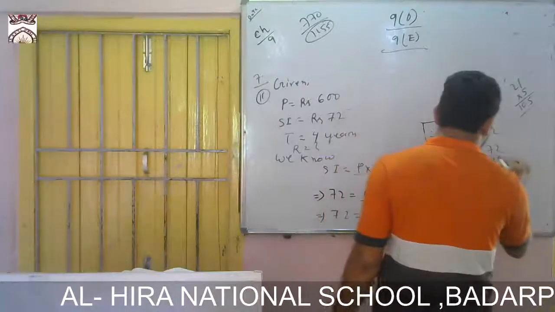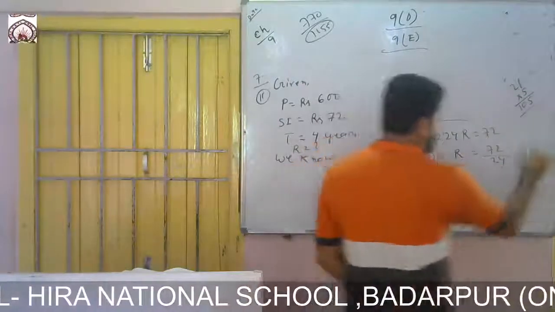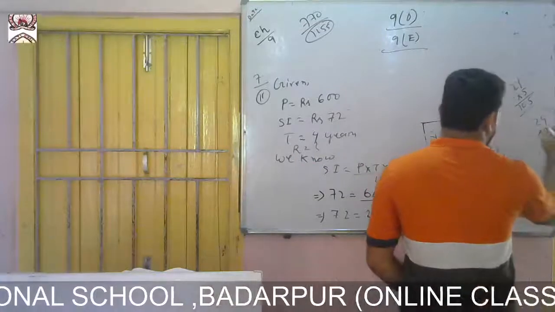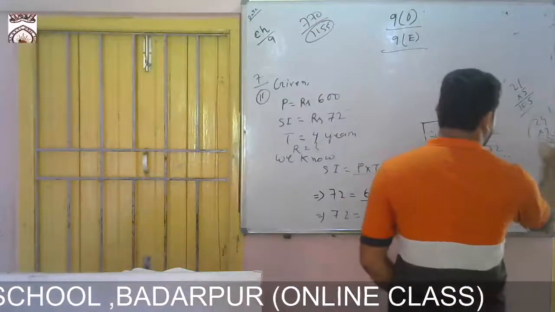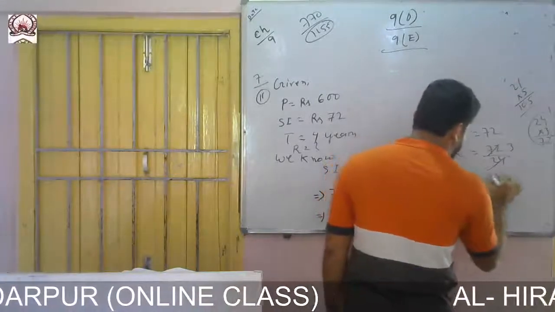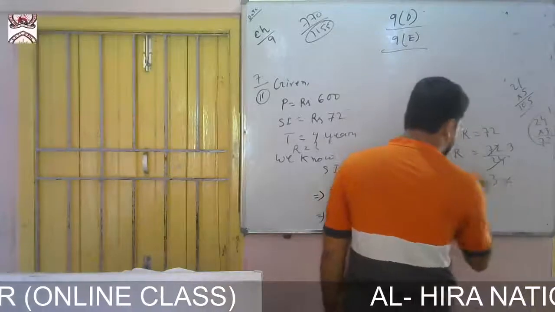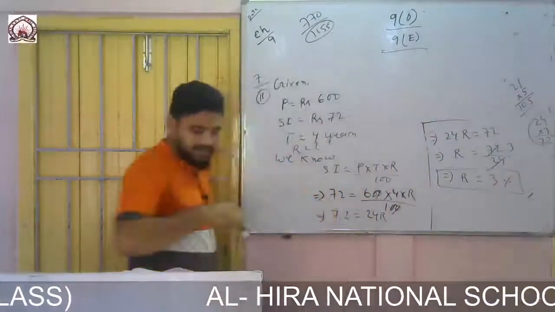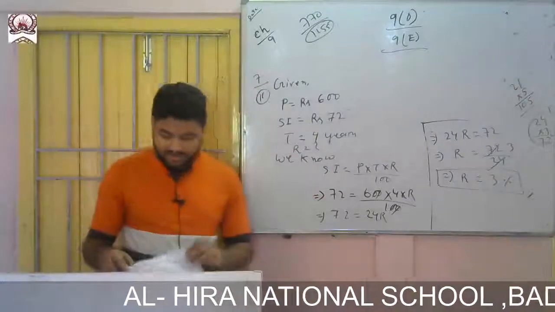So let us multiply with 3. 24 into 3, what comes? 4 threes are 12 and 1 carry, 3 twos are 6 and 1 is 7. So 24 times 3 is 72. So R equals 3%. That is the answer. R equals 3% is the required answer. So question number 7 is done like this.